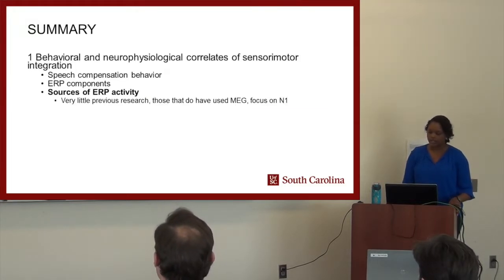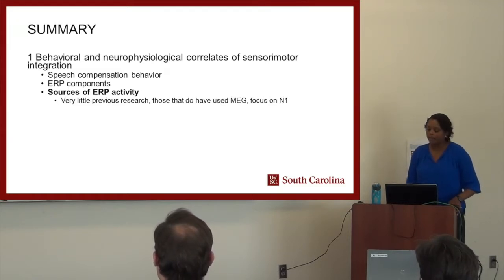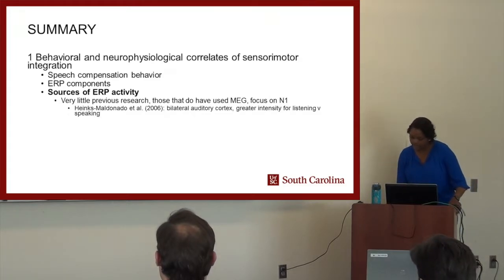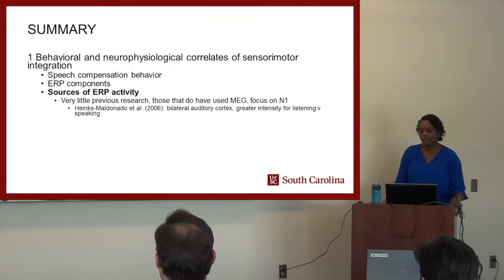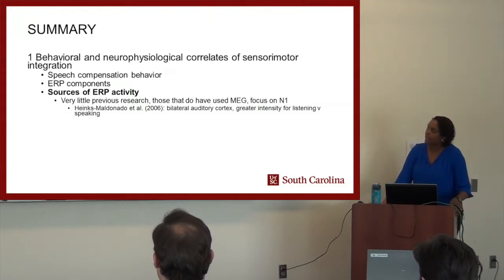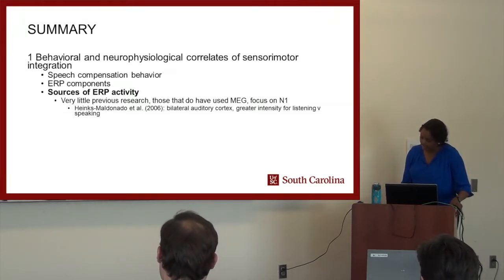In terms of the sources, there's very little previous research, even with controls. But those that have done this have used MEG and have focused more on the N1 component than the P2 component. So Hanks and Maldonado did a study and found sources in bilateral auditory cortex and found that the intensity of those sources was greater for listening than speaking.